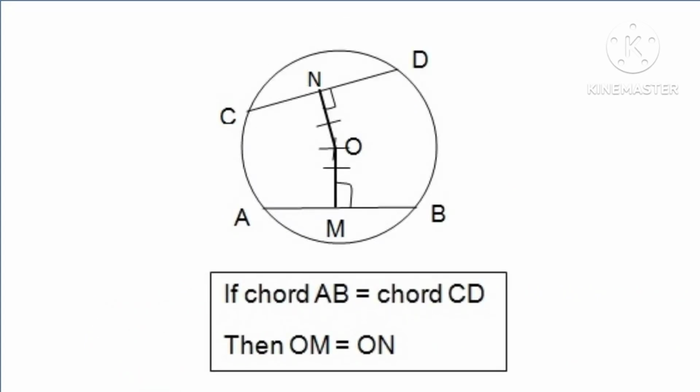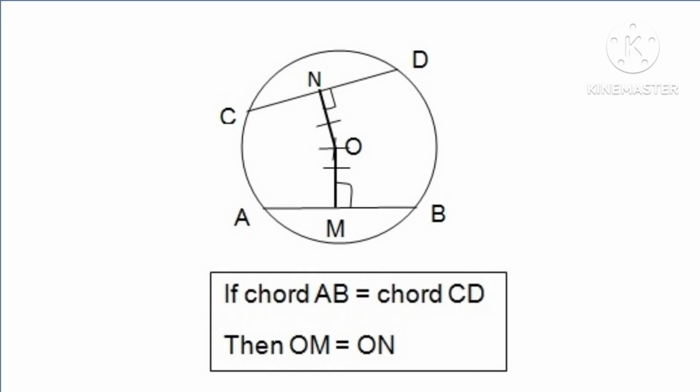Equal chords are equidistant from the center. Equidistant means the perpendiculars to the chords are equal. We have seen that perpendiculars to the chords bisect the chords.